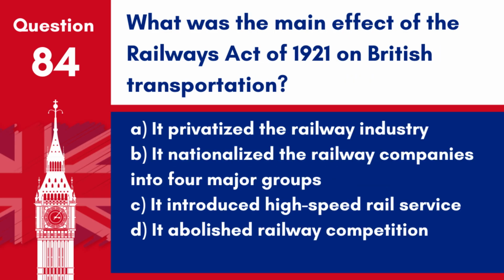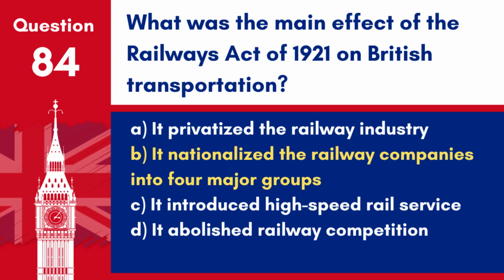Question 84. What was the main effect of the Railways Act of 1921 on British transportation? A. It privatised the railway industry. B. It nationalised the railway companies into 4 major groups. C. It introduced high-speed rail service. D. It abolished railway competition.